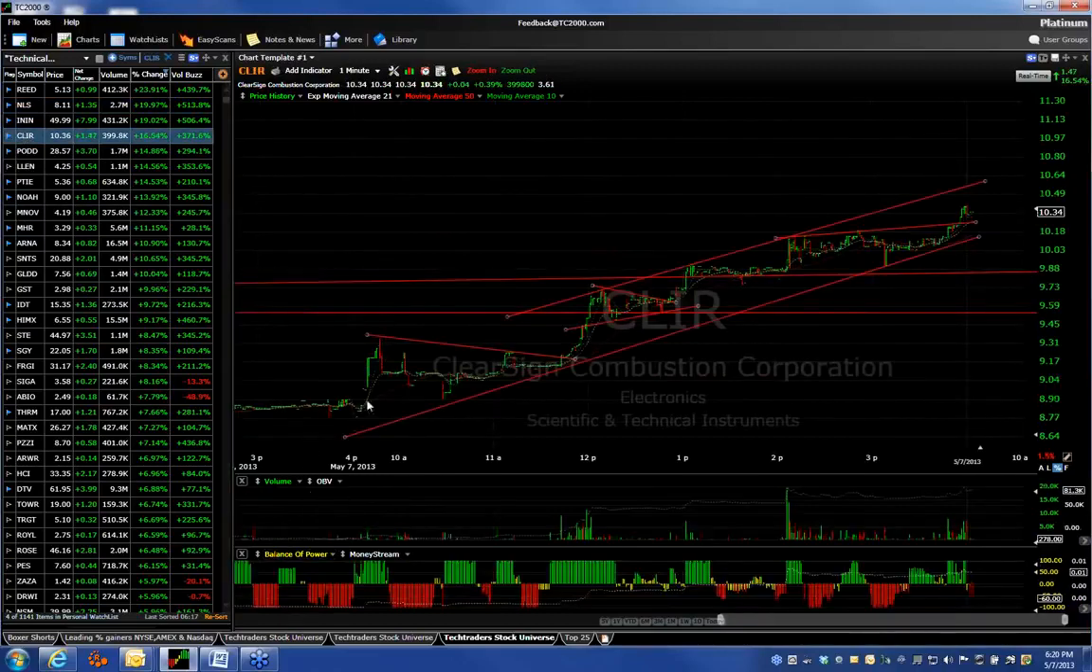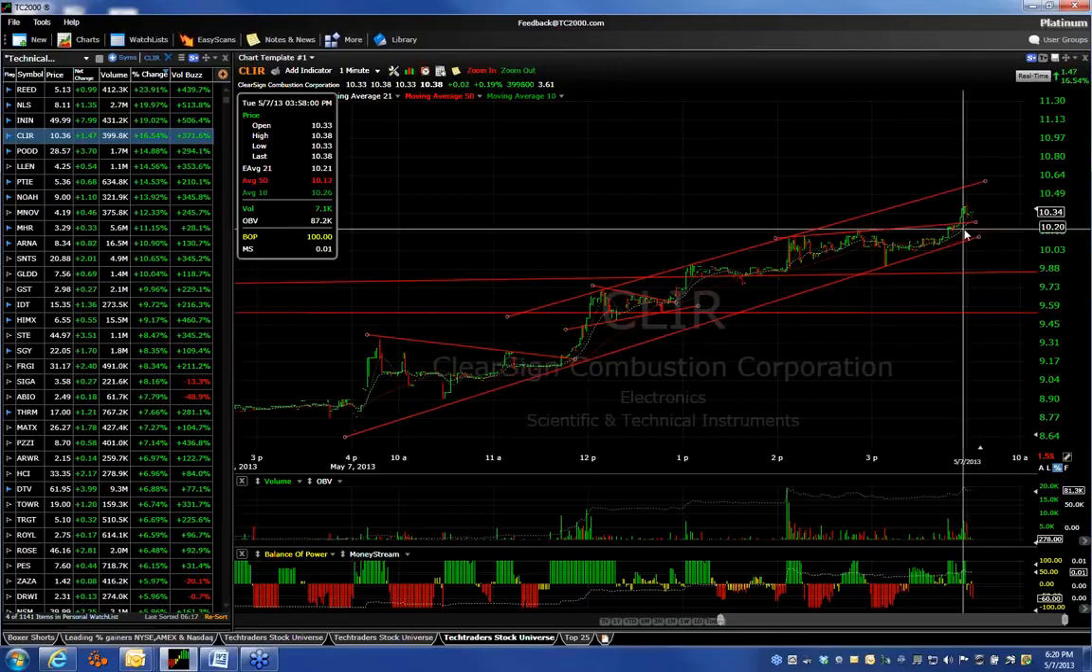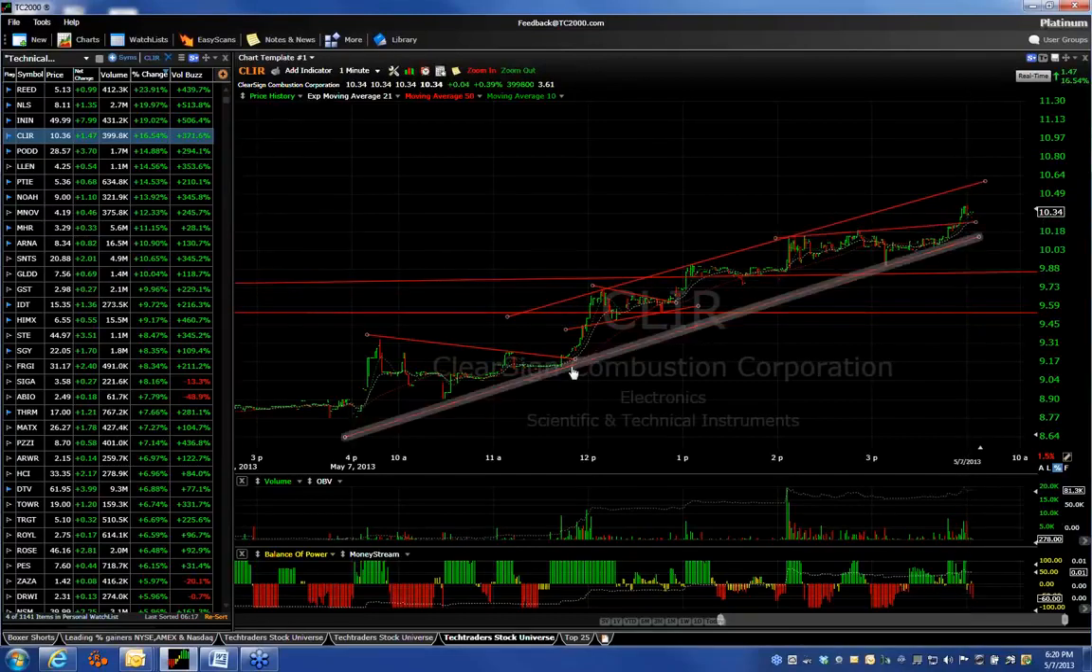CLIR was a stock we also followed. It ran up, it pulled back, it formed a little nice wedge, it broke out, it formed a beautiful little pennant. It kept stair-stepping its way higher, and it went from this level here where it broke out about 9.25 to 10.39. Beautiful percentage move there.